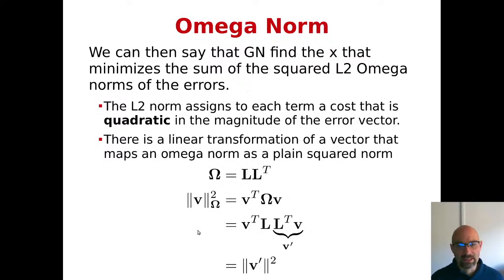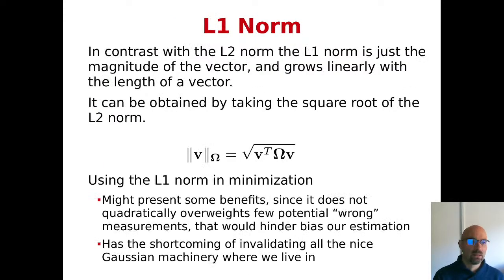But this was just for completeness. So there is a relation between the omega norm, the omega L2 norm, and the plane L2 norm, and this relation is just through a matrix L that maps one space into the other. L stretches the space in a way that the distances are conformant with omega.